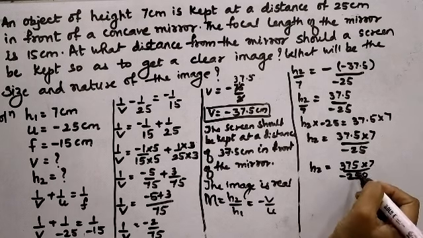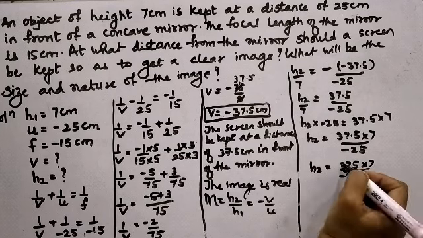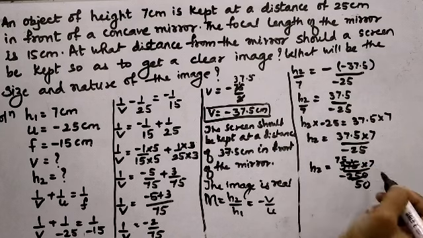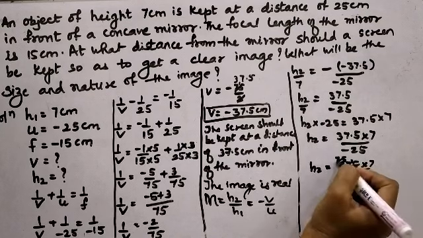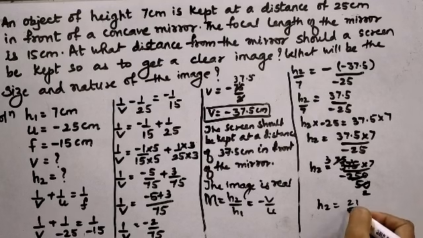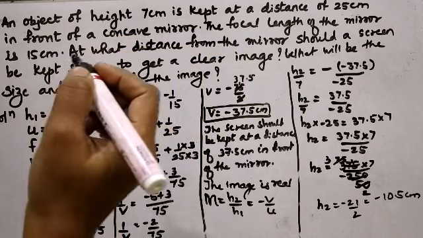So now I will divide 375 and 250. So 5 5s are 25, 0, 5 7s are 35, 36, 37, 5 5s are 25. 25 2s are 50 and 25 3s are 75. So H2 will be is equal to 21 upon minus 2, that is minus 21 upon 2, isn't it? And this will be is equal to minus 2 1s are 2, 0, 2 5s are 10, minus 10.5 centimeters.